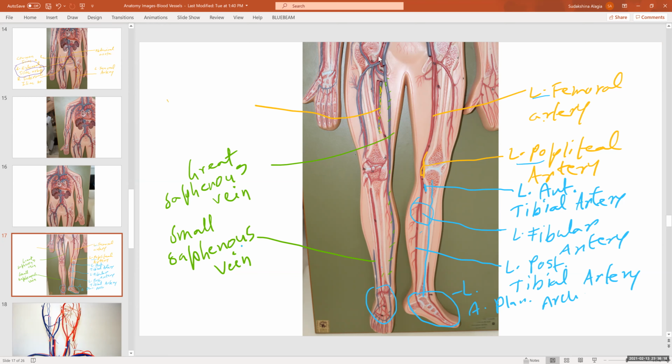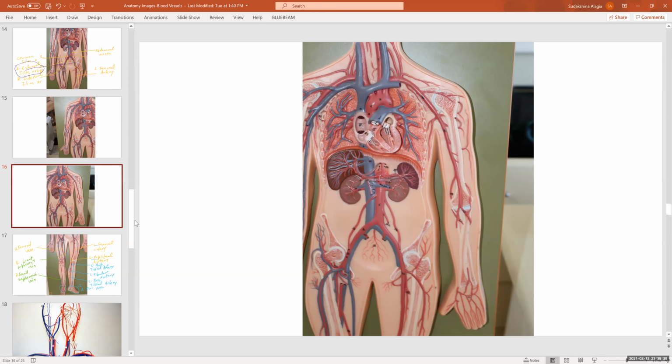Basically, this is the femoral vein. Don't forget to mention right for small, great saphenous and femoral vein. Femoral and great saphenous vein join and merge. Here you can see that we'll start from here. You got right great saphenous vein. I'm just abbreviating V for vein.